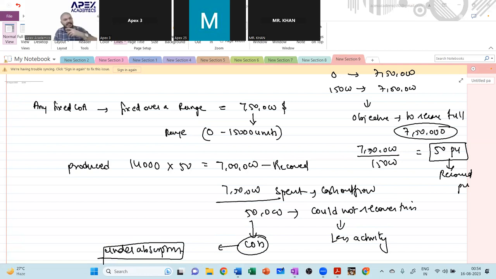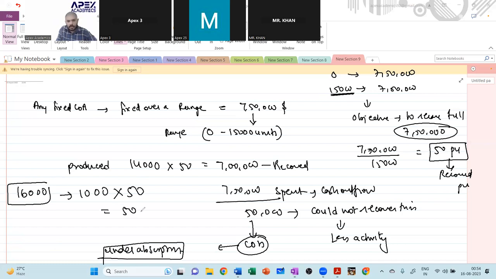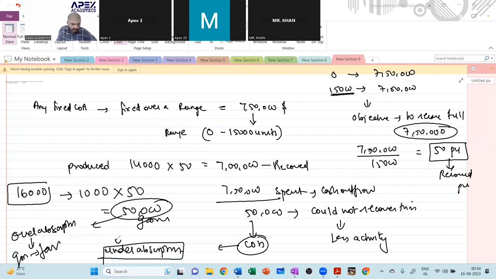But suppose you got some crazy technology, and although the range was 15,000, you showed that you could make 16,000. So you recovered extra 1,000 units at what rate? 50. How much did you recover? 50,000. Over absorption. It's a gain. Gains are always favorable. Under absorption is always unfavorable. Clear? Yes, sir. Clear.